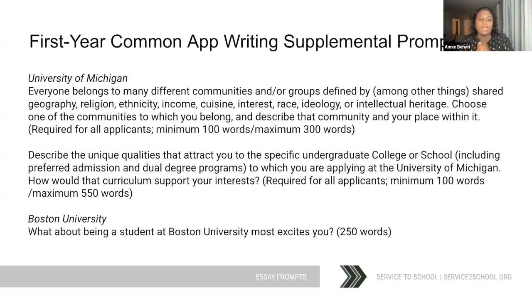Or I am West Indian, I'm a part of a Caribbean community in my city. Here's how I take part in that community. But I would encourage you to think a little bit outside of the box. So what are communities that you're a part of that might not necessarily be the most obvious? So they give you some examples here of communities like religion, ethnicity, which again, I think most of us would immediately think of, but also cuisine, ideology, intellectual heritage.